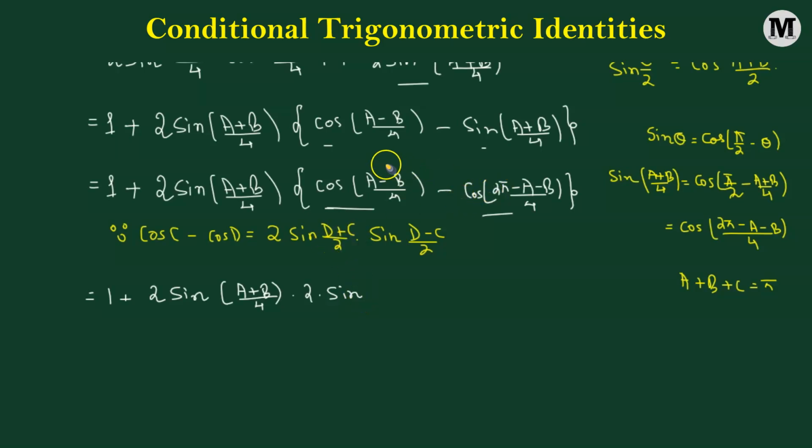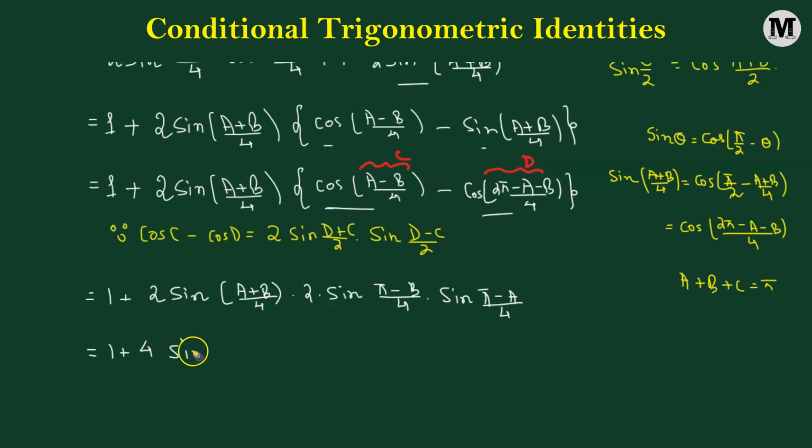So what is D here? If we consider (a minus b) over 4 as equivalent to C, and (2 pi minus a minus b) over 4 as equivalent to D, then adding them and dividing by 2 is going to give us (pi minus b) divided by 4. And next, this is going to get multiplied by sine of (D minus C) over 2. Now, when we do D minus C, that's going to give us (pi minus a) divided by 4. Okay, this will be 1 added to, so 2 and 2 get multiplied to give us 4.